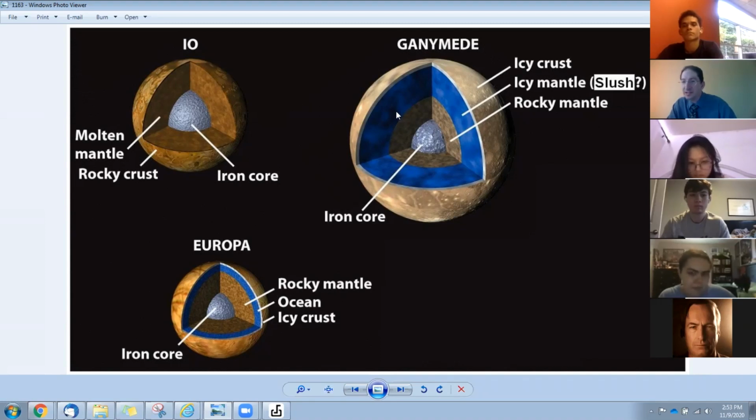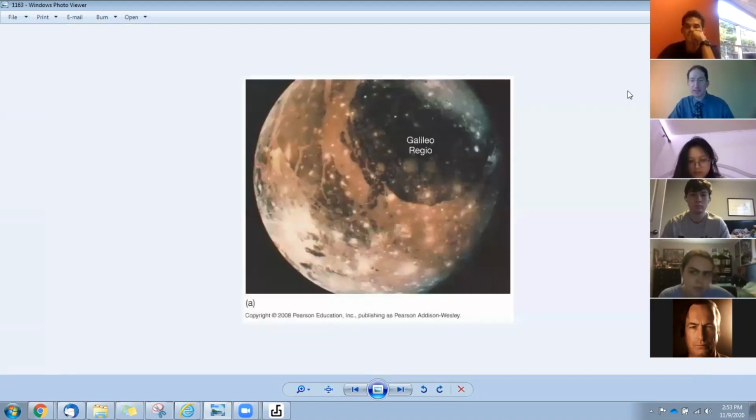Though, as you'll see, it's probably not all in a liquid state. Was in the past, but it's probably been freezing. It's probably not completely frozen, as we'll see. It's something we call a slush, something between a fluid state and a solid state. Okay, so that's the interior. So let's move on to the surface.